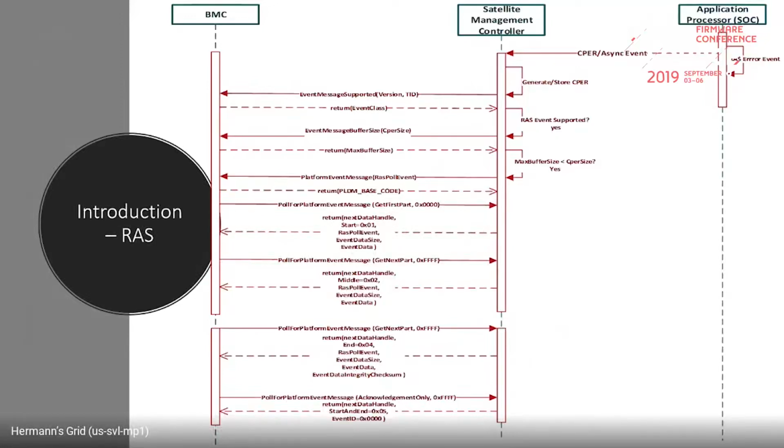So finally, once the internal buffers of the satellite management controller are empty, it sends an end flag back to the BMC, and the BMC will acknowledge that, saying, yes, I received the entire transmission. And the satellite management controller can still check its internal buffer. If everything has been transmitted, it will send back start and end, returning the event ID as null.